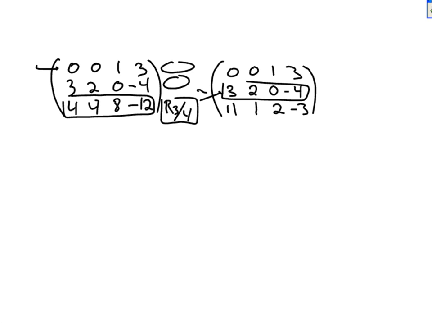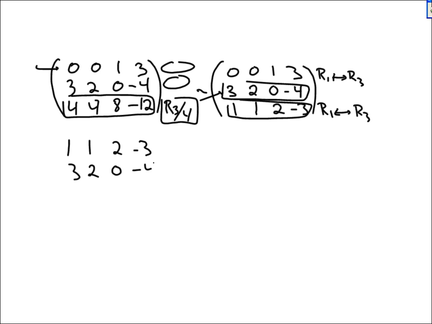I'd rather put this row in the first position. So I'm going to say row 1 and row 3 get interchanged. Row 1 interchange with row 3. And there's a reason I want to do that. It'll become clearer in examples that, say, have 4 equations, 4 rows.